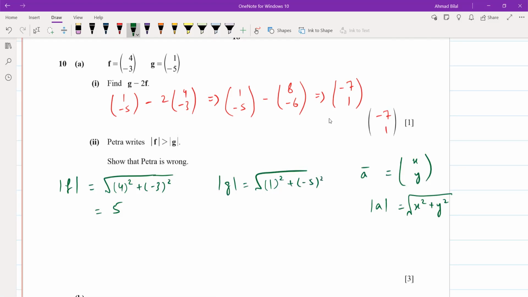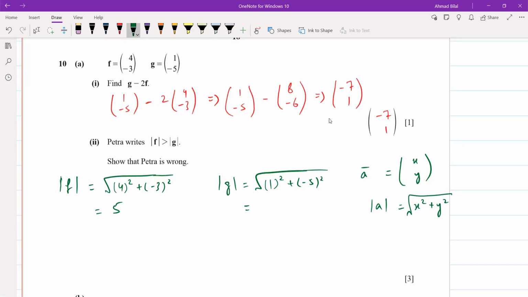इसको डेल्टा भी कहते हैं? नहीं, डेल्टा तो नहीं कहते. Absolute value, magnitude कहते हैं, magnitude of f, magnitude of g. हाँ, magnitude कहते हैं, डेल्टा तो किसी और चीज. This is the magnitude of f, the magnitude of g.